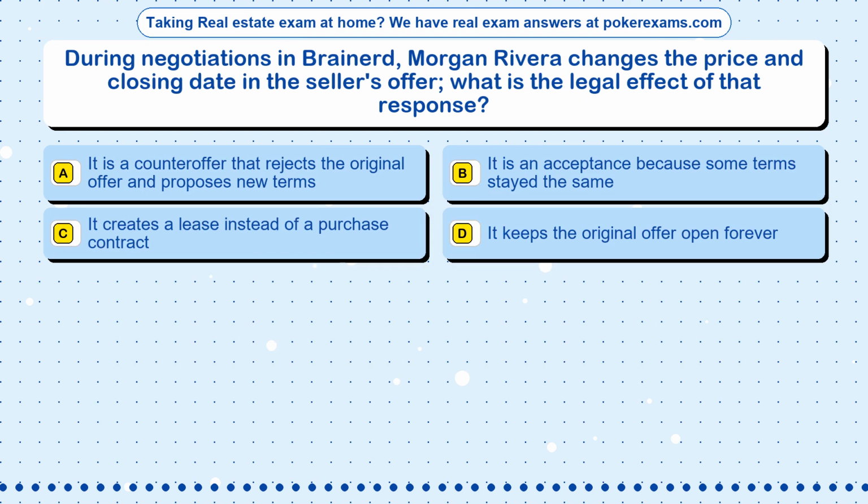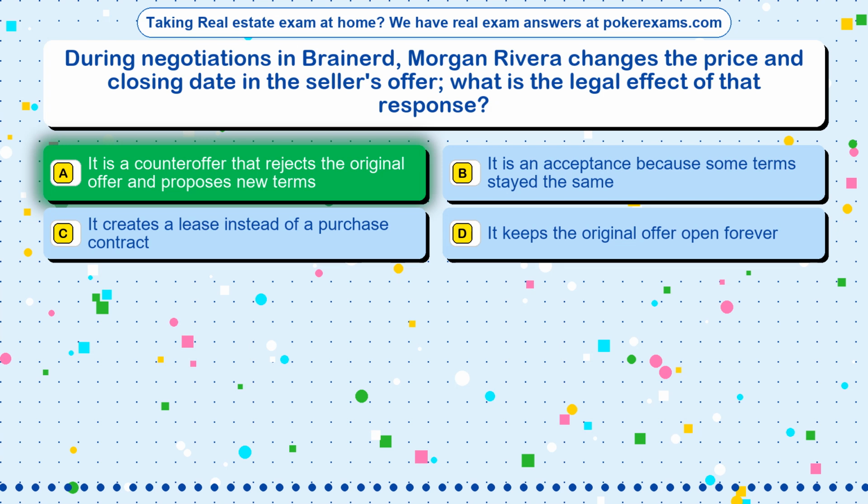Question 25. During negotiations in Brainerd, Morgan Rivera changes the price and closing date in the seller's offer. What is the legal effect of that response? Option A. It is a counteroffer that rejects the original offer and proposes new terms. Option B. It is an acceptance because some terms stayed the same. Option C. It creates a lease instead of a purchase contract. Option D. It keeps the original offer open forever.